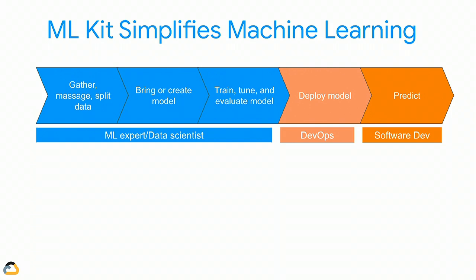Let's look at a typical workflow of someone looking to implement a machine learning model in an app. So first, the ML expert data scientist gathers, massages, and splits the data, brings or creates a model, trains, tunes, and evaluates the model. Maybe they will have to do this in a few loops. And then the DevOps will deploy the model, and finally the software developer will actually do the prediction.